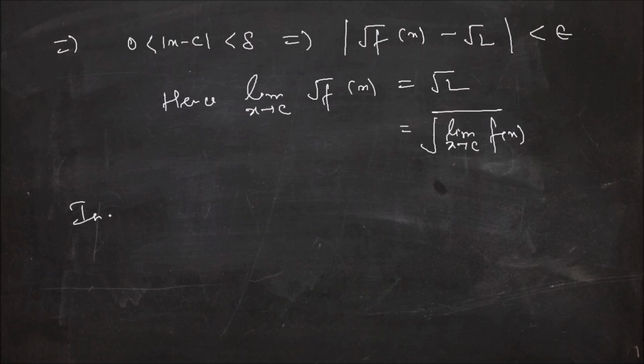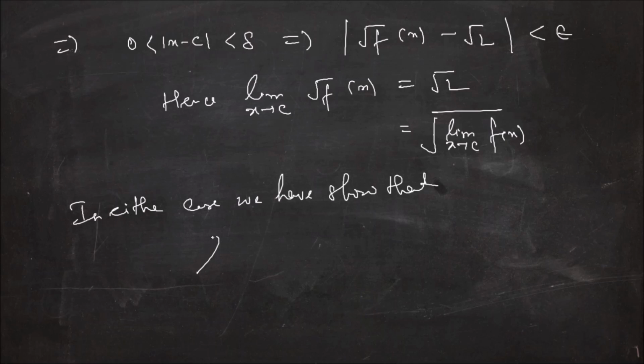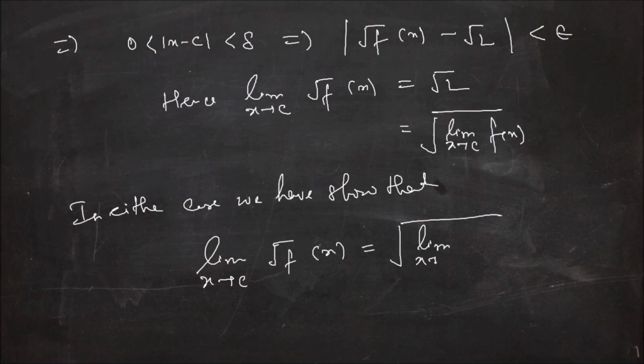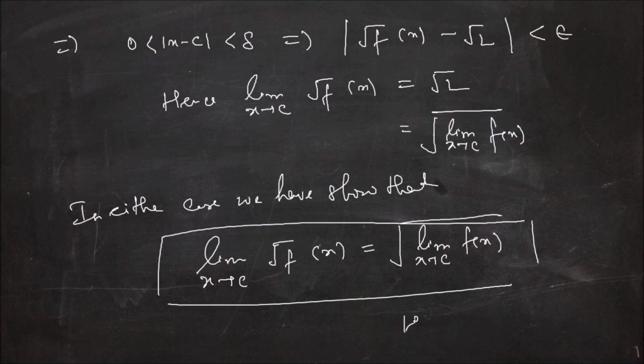So in either case, we have shown that limit as x tends to c of root of f(x) is equal to root of limit as x tends to c of f(x). Hence the result. So this proves question number 15.